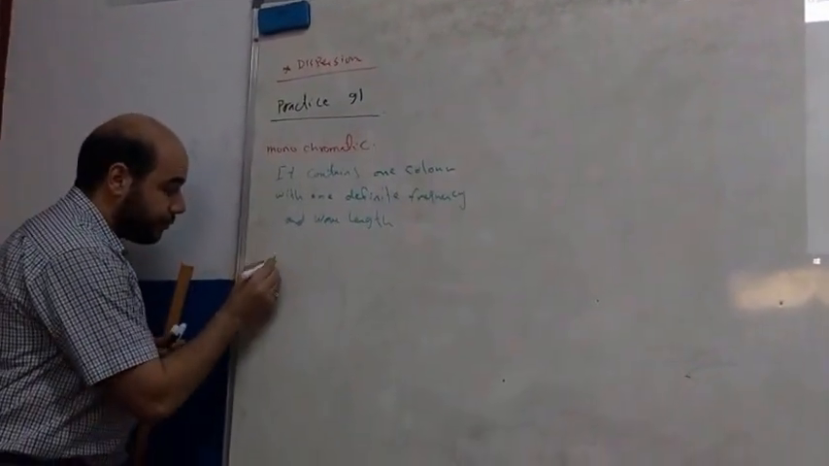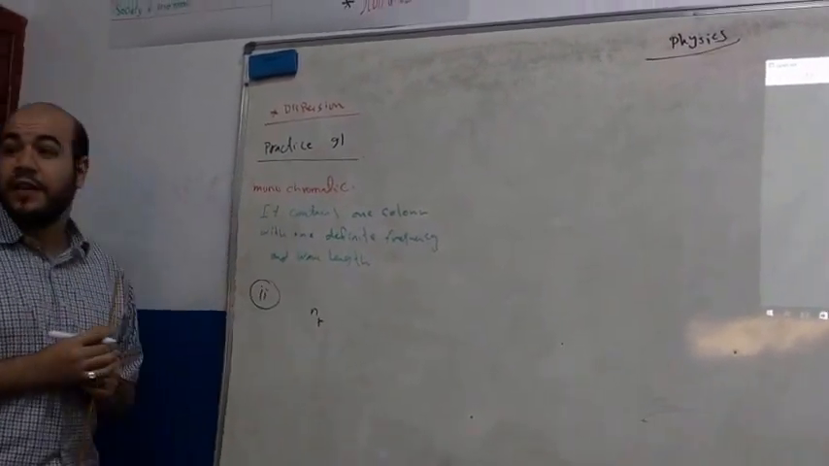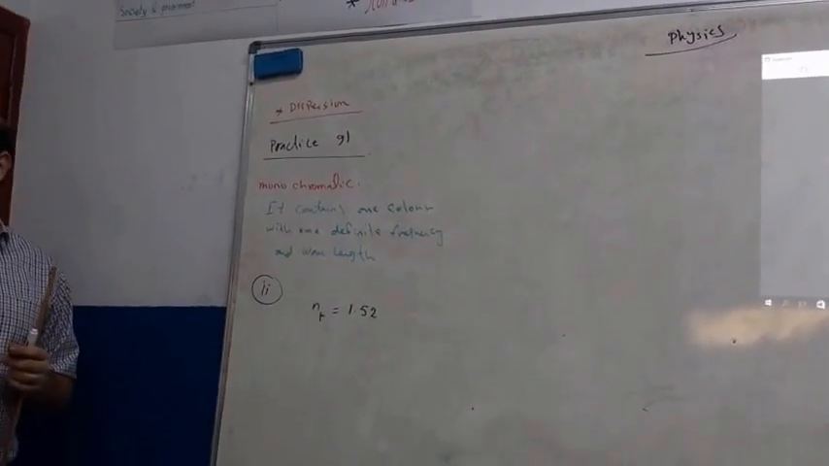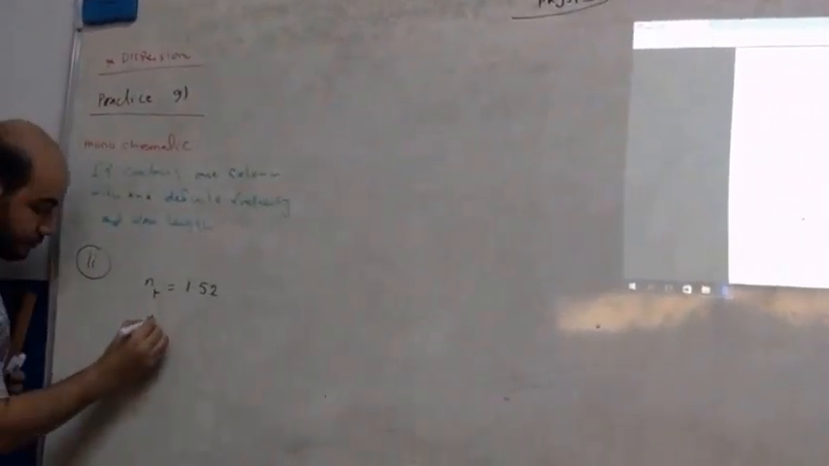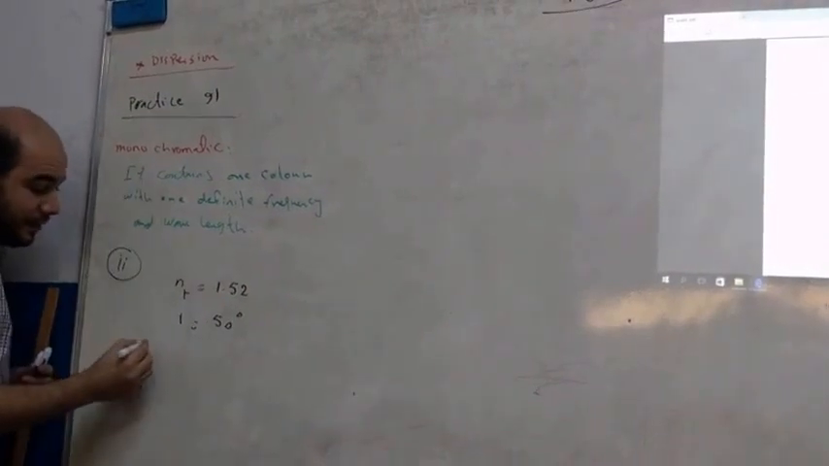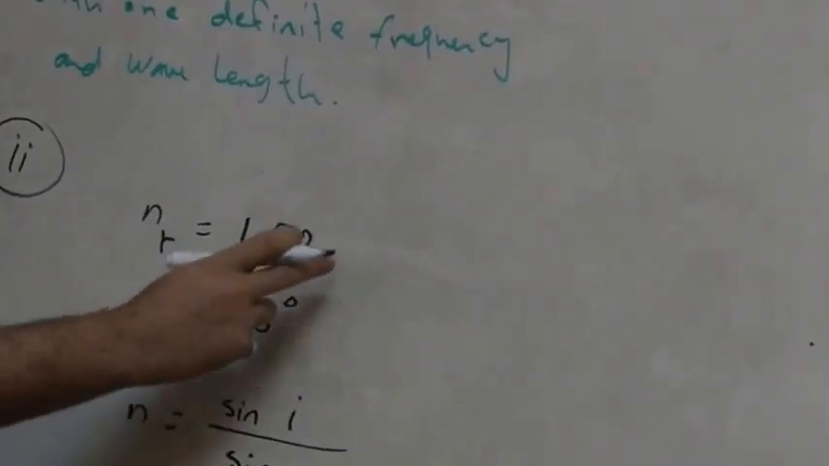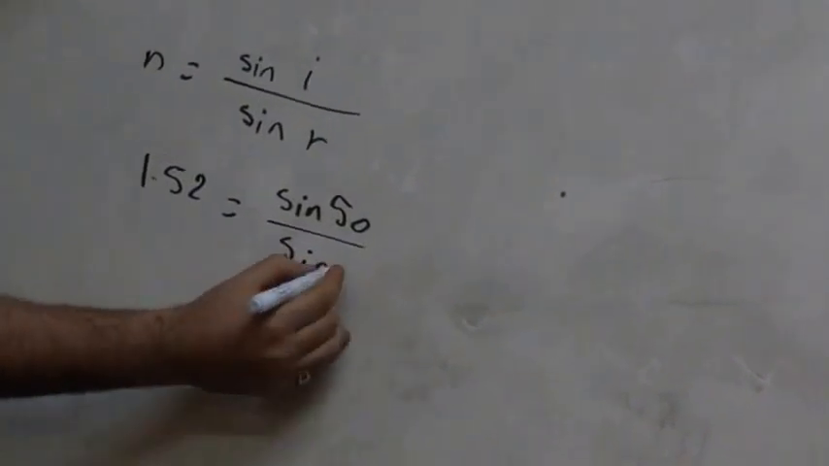First, you want it by math. So, what is given in this question is n for the red color, the refractive index, which is 1.52. And we have the incident angle, which I call i here, 50 degrees. And we have the rule of refractive index equals sine i over sine r. So we will substitute in this rule: 1.52 is equal to sine 50 over sine r.